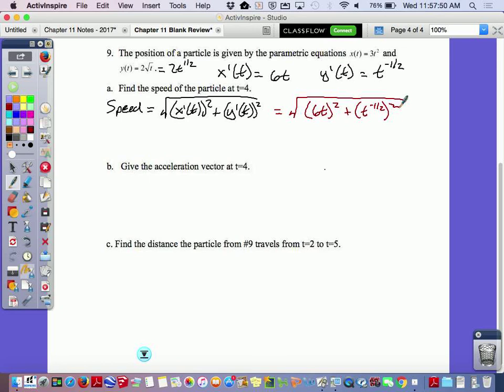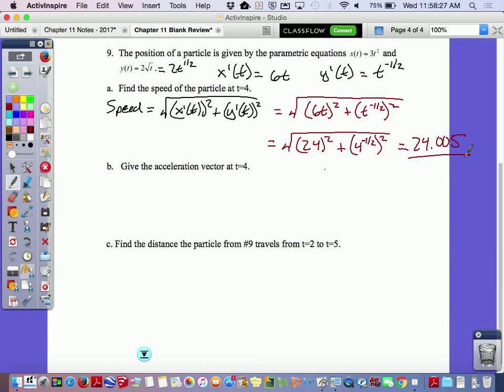And this speed equation will give us the speed at any value of t. This question is specifically asking for the value of the speed at t equals 4. So all I have to do is plug in 4. That would give me 24 squared plus, now if I plug 4 into this, 4 to the negative 1/2, that's the same as just 1/2, but I'll write it like that. And then you guys can just throw that into your calculator. Speed comes out to be 24.005.